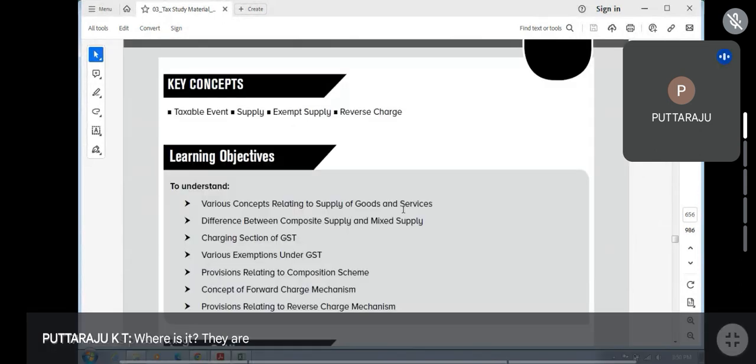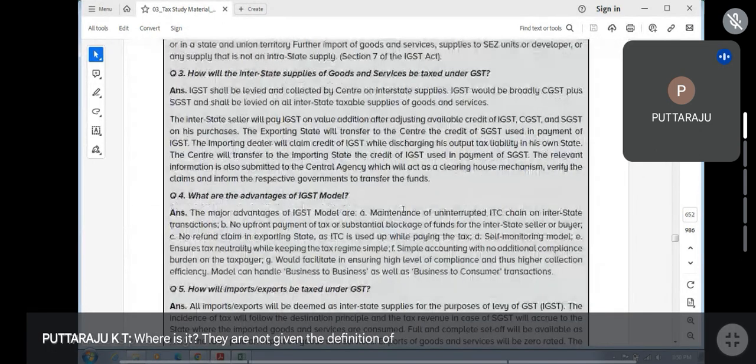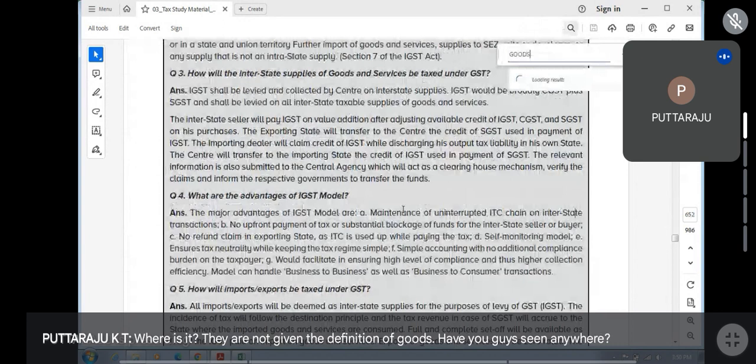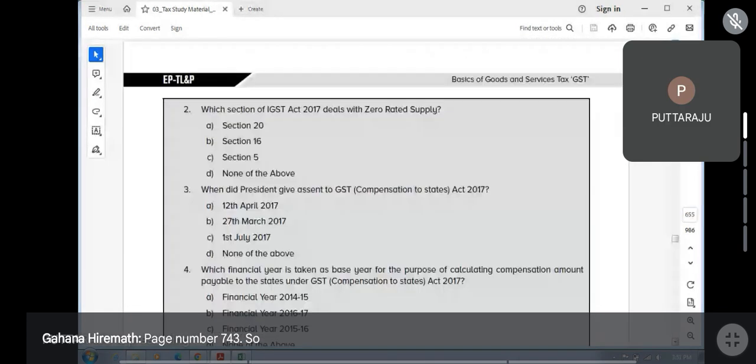They are not given the definition of goods. Have you guys seen it anywhere? So, it is there. Yeah.